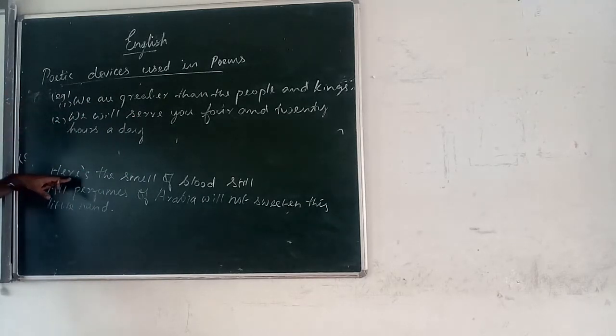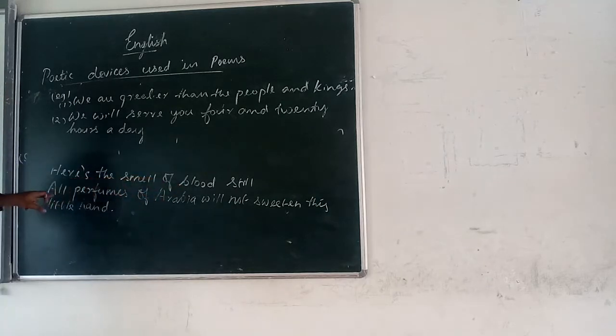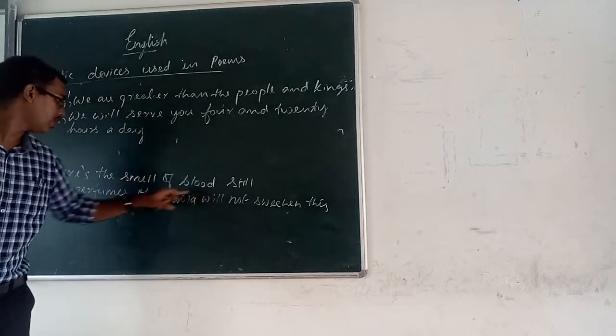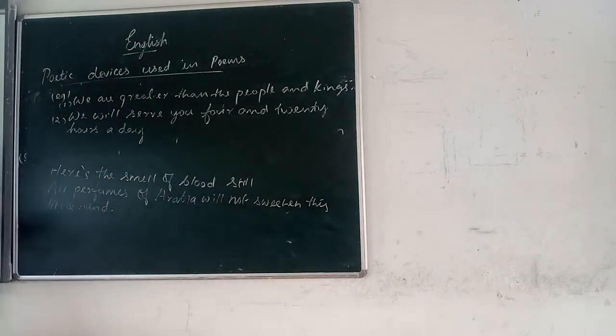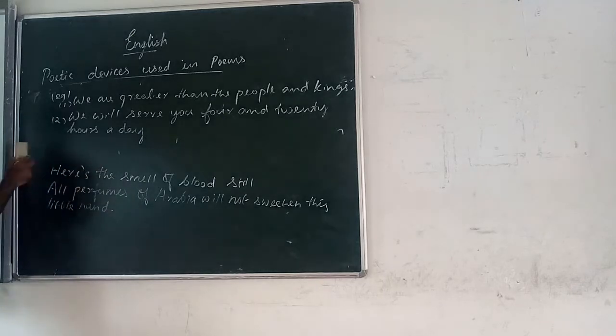The first example is: here is the smell of blood. Still, all perfumes of Arabia will not sweeten this little hand. Next we are going to see about imagery.